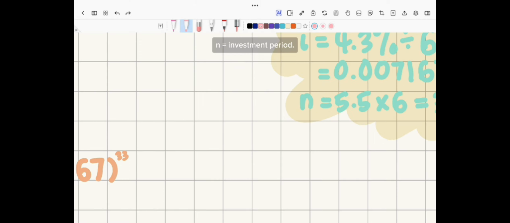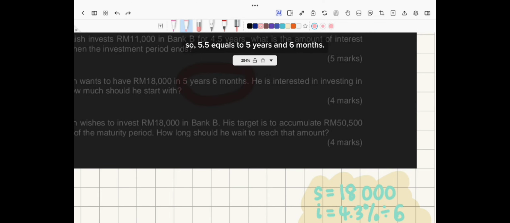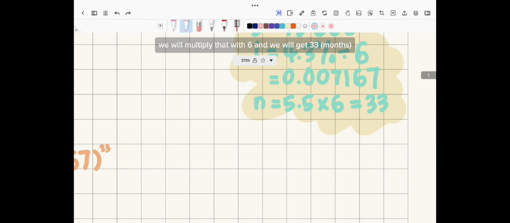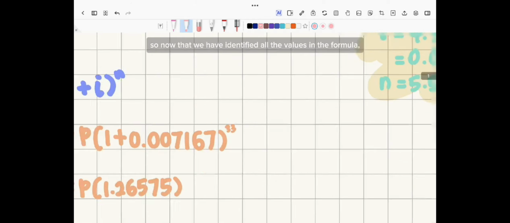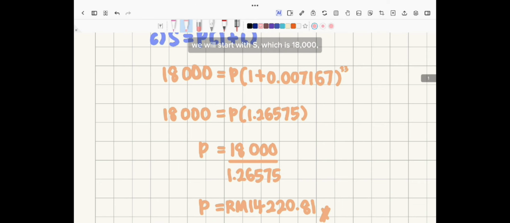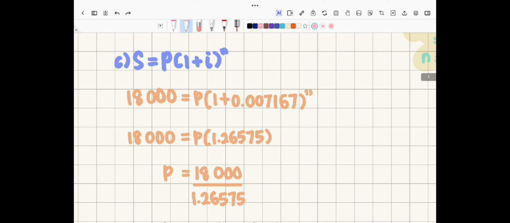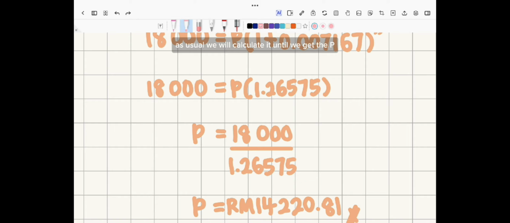n is the investment period. So the 5.5 equals 5 years and 6 months. We will multiply that by 6 and we will get 33. So now that we have identified all the values in the formula, we will start to get into it. We will start with S, which we know is 18,000. P is what we're going to solve here, so P will stay that way. Then continue with 1 plus 0.007167 to the power of 33. As usual, we will calculate it until we get the P.